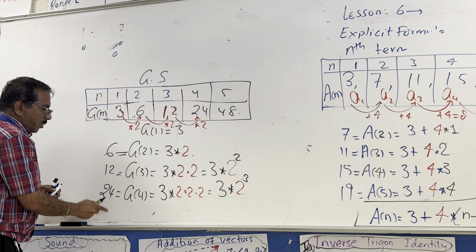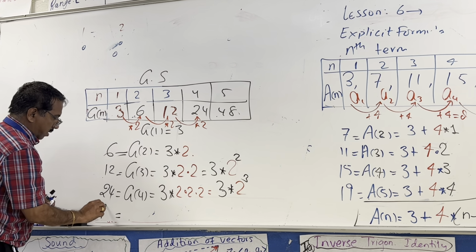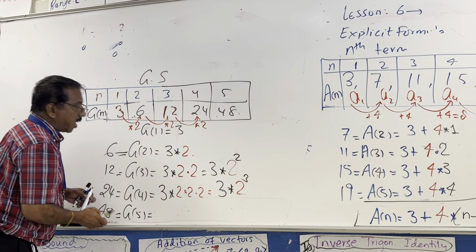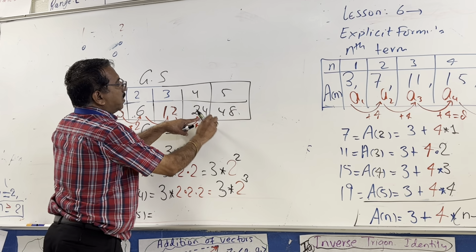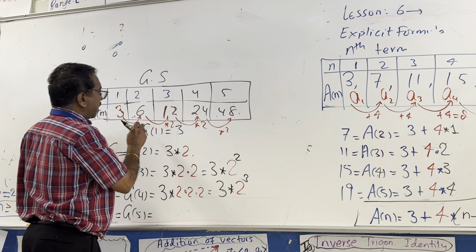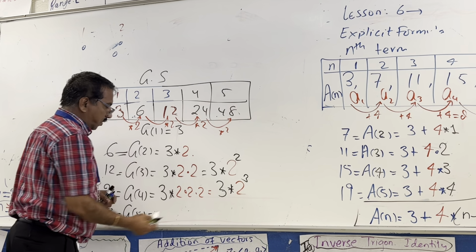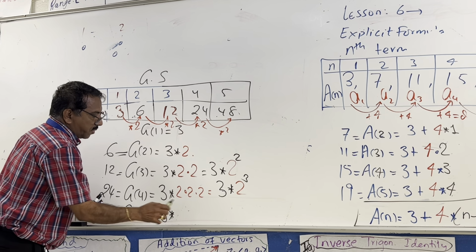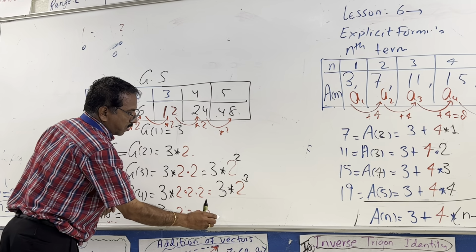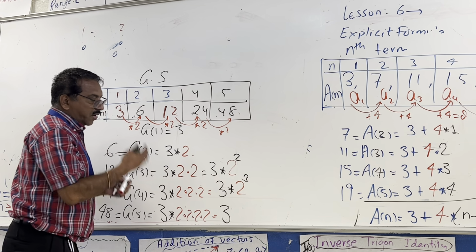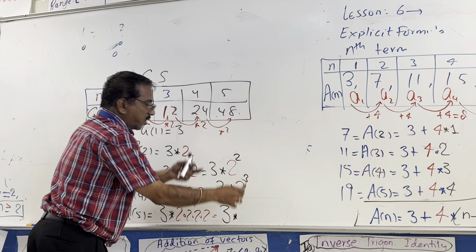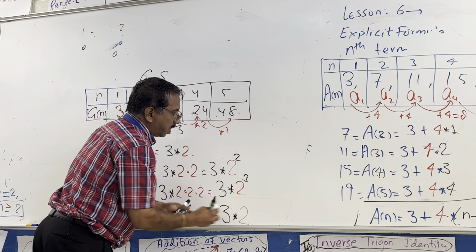And finally, I'll do one more, that is 48. So the 48 is G of 5. Now 48 is because you multiply 2 to 24. So you can clearly see 1, 2, 3, 4 2's. So it starts with 3 and you multiply this one by 2, 2, 2, 2. And that is the first number. And then you multiply by the common ratio, that's called a growth factor, common ratio, which is 2. And how many 2's is 4?